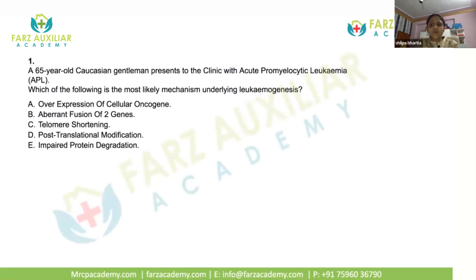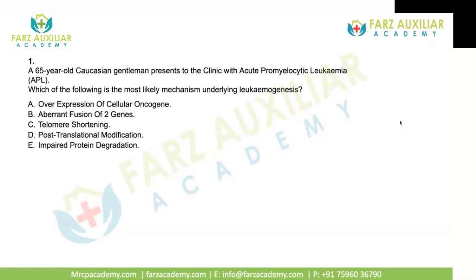Yes. So the first question, 65-year-old Caucasian gentleman has come to the clinic with acute promyelocytic leukemia. Okay. So they've given you the diagnosis over here. Which of the following is the most likely mechanism for the underlying leukemogenesis? Who's going to take this question? Dr. Sneha Singhi.